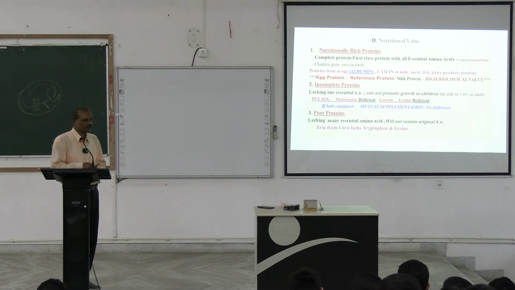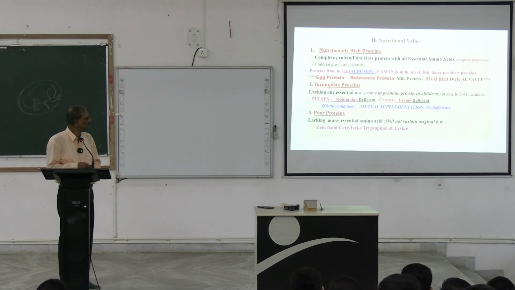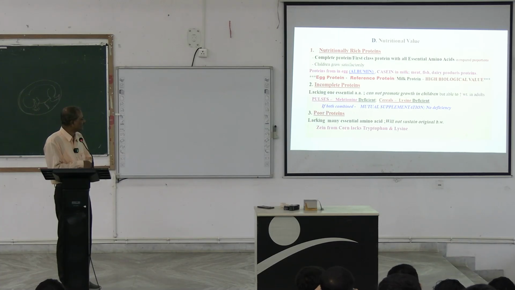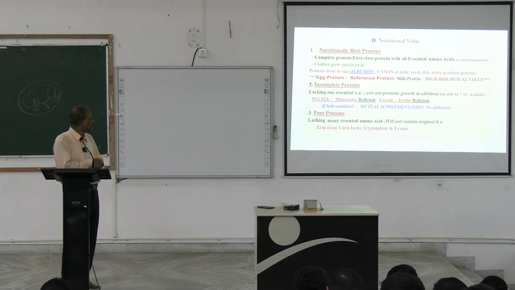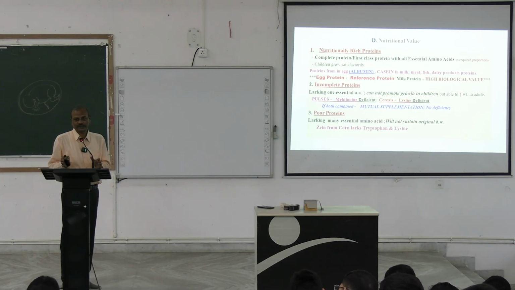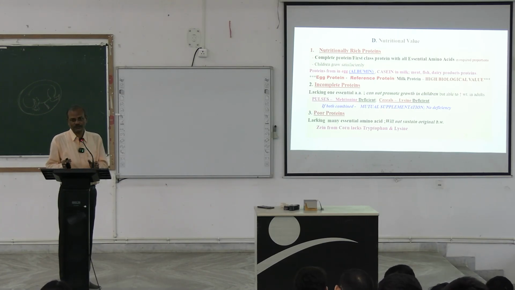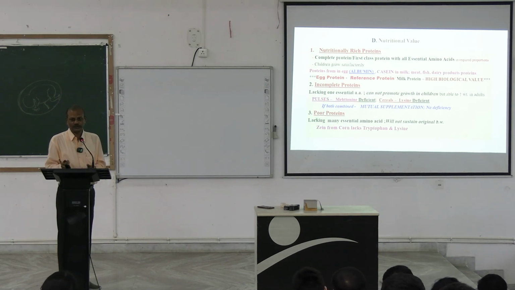Poor protein is one which is lacking more than one essential amino acid, like the protein from corn. If a poor person takes rice and dal in adequate amount, there will be no protein deficiency. Adequate amount, I repeat. But most take rice in adequate amount and dal or pulses in less amount, so there will be some protein energy malnutrition, Kwashiorkor type. Do you understand?